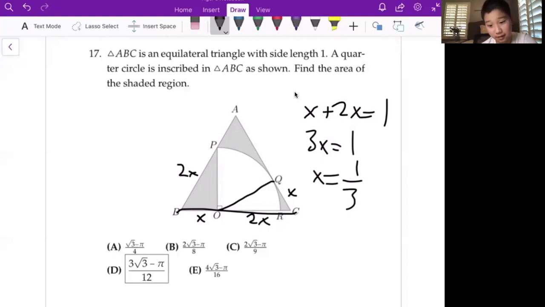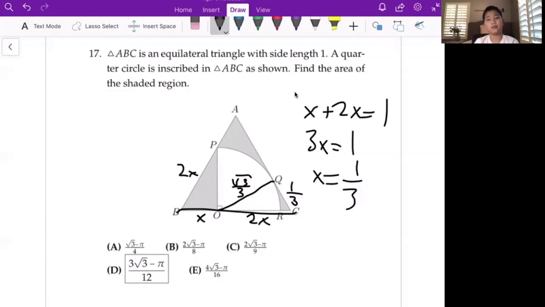1/3. And then you see there's 1/3 right here. This is 1/3. So then OQ is, you multiply √3 to that. So √3/3. So now can you see the radius of this quarter circle?